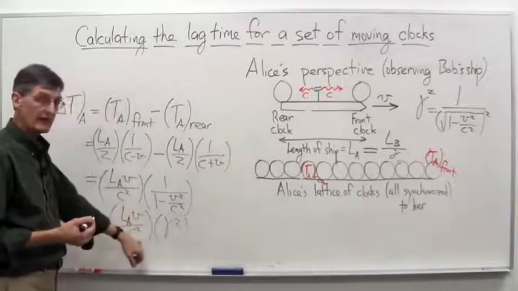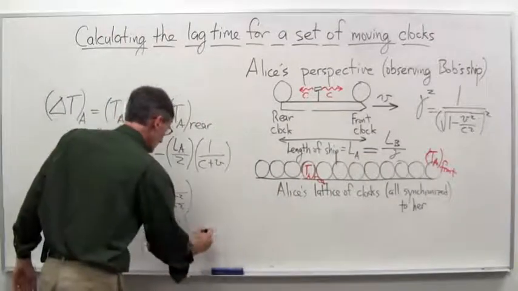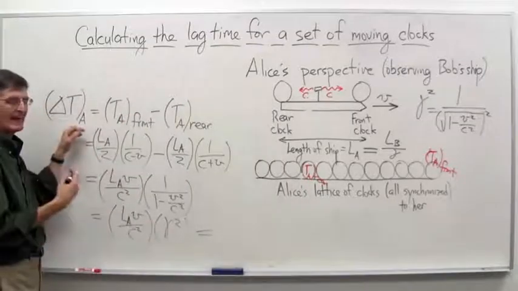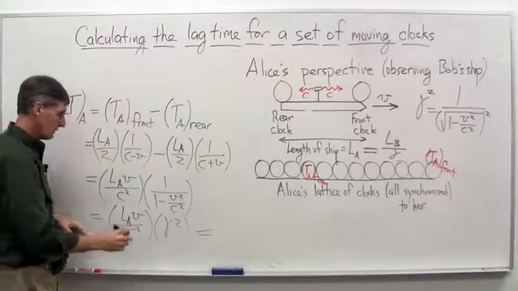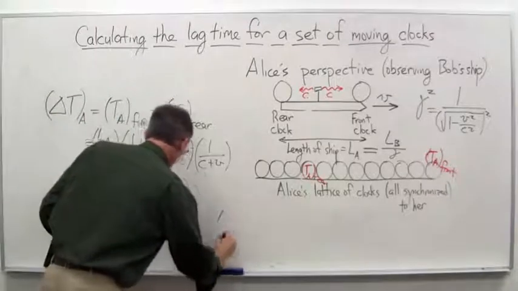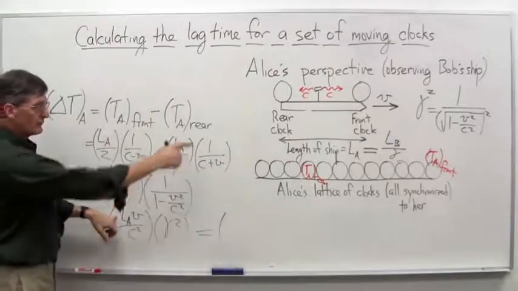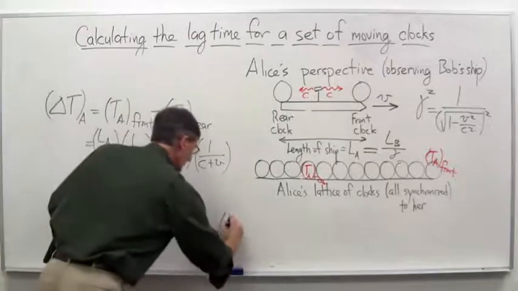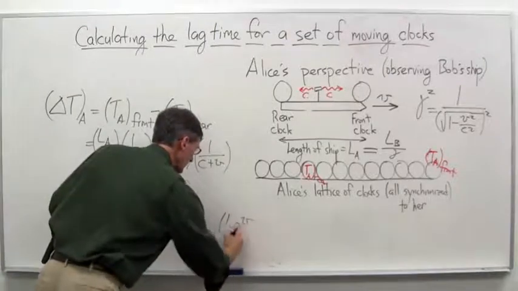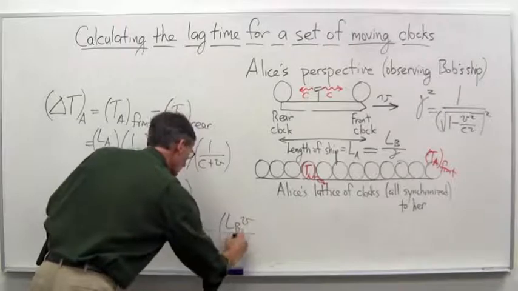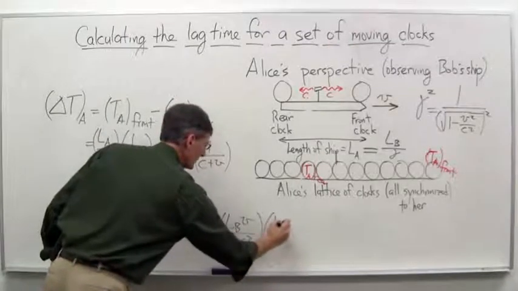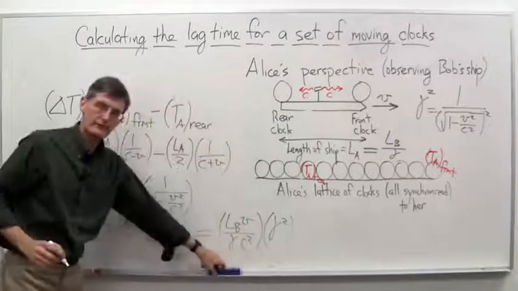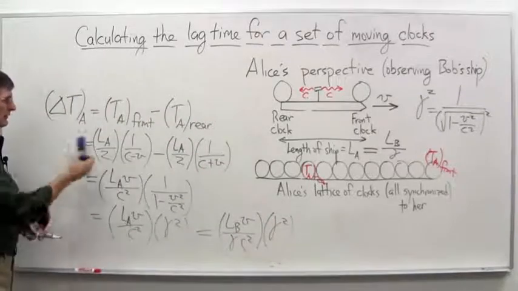So we can plug that into our formula here. Remember, this is the time difference that Alice perceives, that Alice observes between the two clocks. So we've got LA, L sub A becomes LB over gamma. So this becomes LB V over gamma C squared times gamma squared. In fact, I'm going to write it up here now.